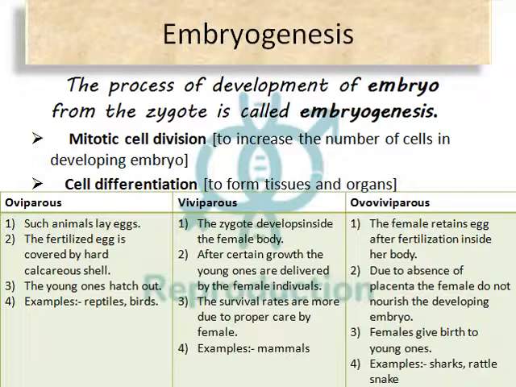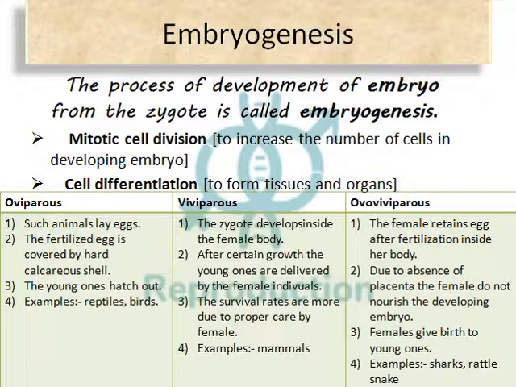Next category is viviparous. Now what do viviparous animals do? Here, once a zygote is formed, the female keeps the zygote within its body and nourishes it till the time the new young one is formed. In humans also this happens.